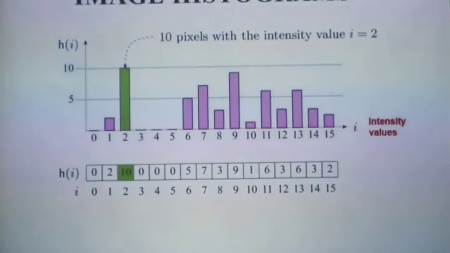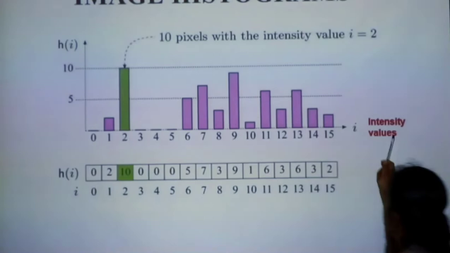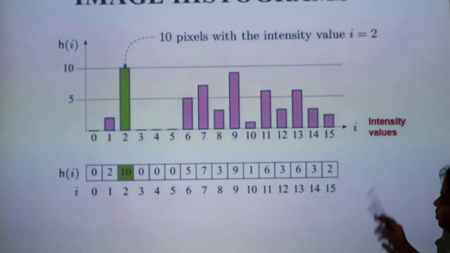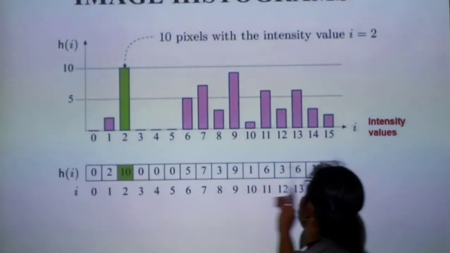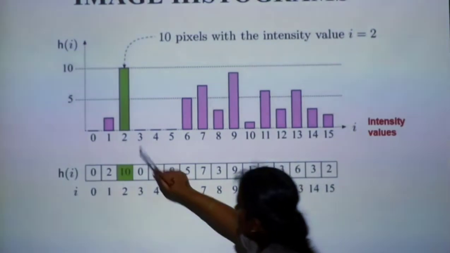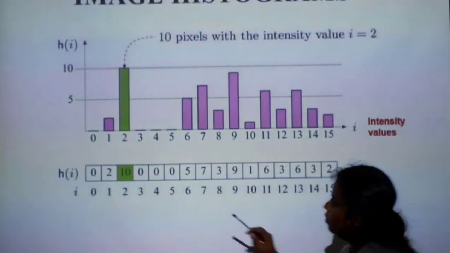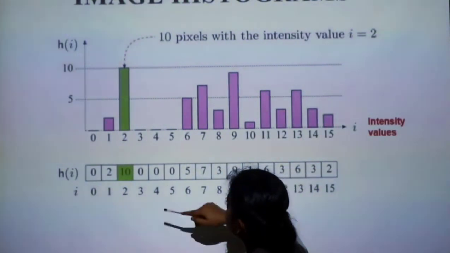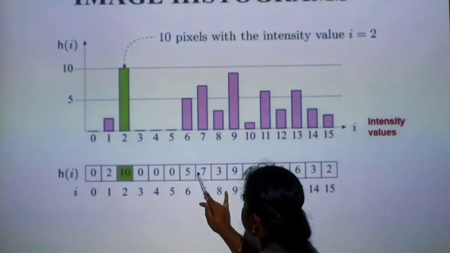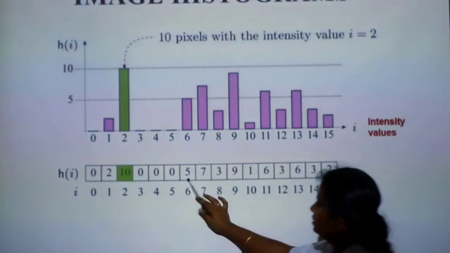Next, the image histogram. The x-axis is represented by the intensity values or gray level values, and the y-axis is the number of pixels. Here, intensity values from 0 to 15 are given. The pixel count is high, 10 pixels, for the intensity value i equal to 2. Consider an intensity value of 6: it has 5 pixels.